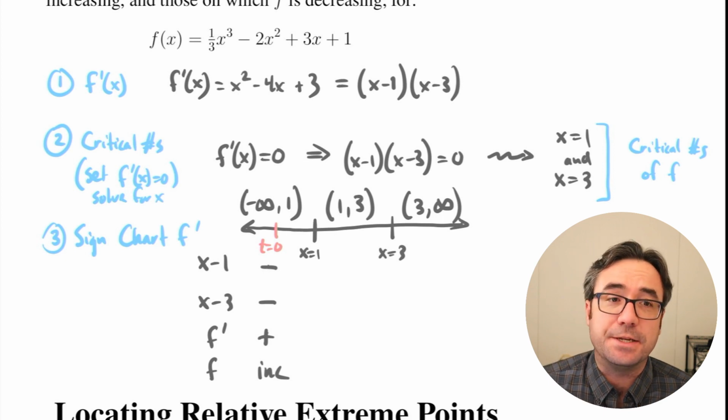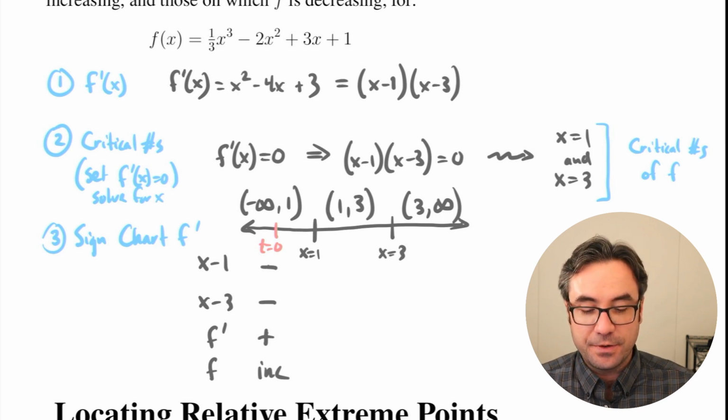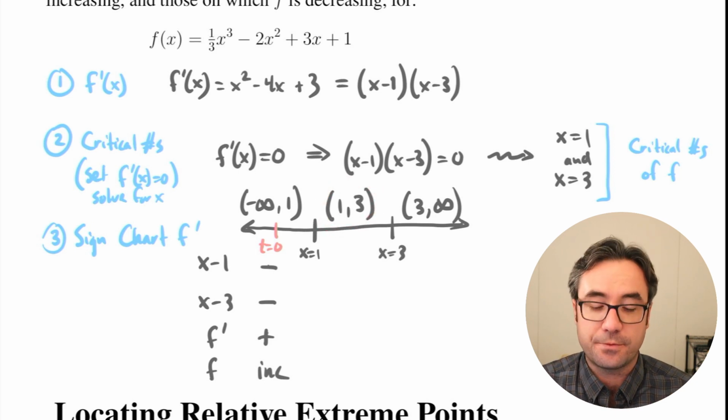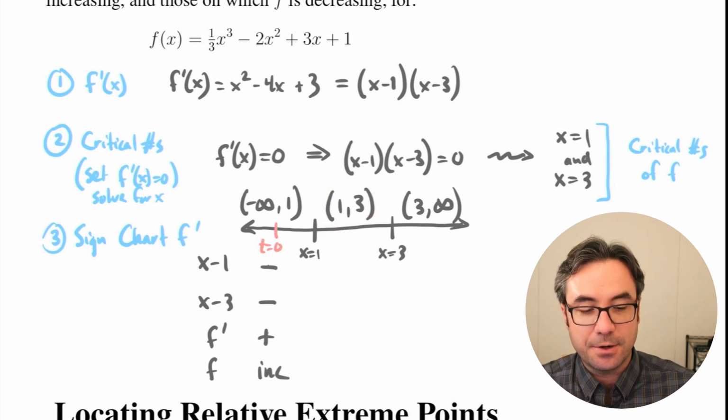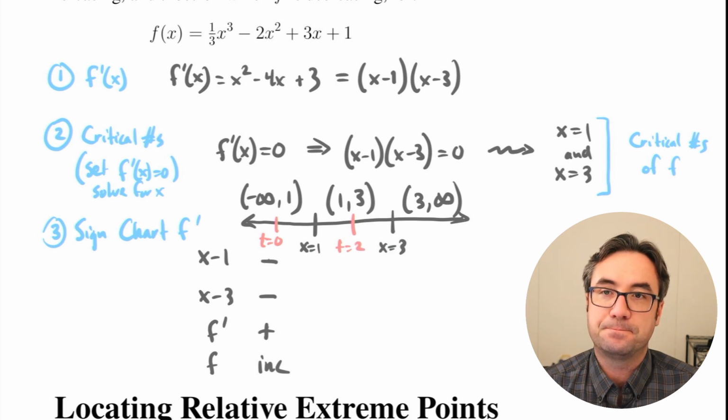And now we just repeat. Now we go and do the same thing for each interval. So let's go to the next one, the interval from 1 to 3. Let's pick a test number. So we want something in between 1 and 3. So, keep it easy. Let's use 2.